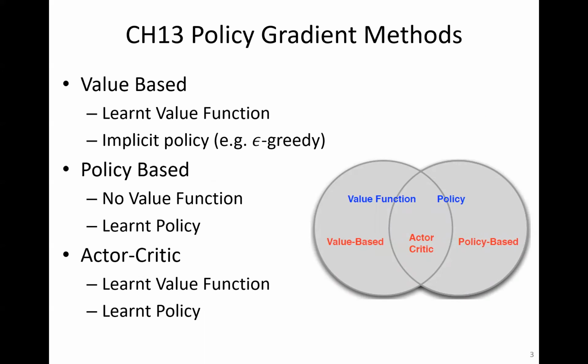So this is the overall picture. We covered value-based RL, and now we're covering policy-based RL with no value function. We're learning the policy directly. And there's a hybrid method called Actor-Critic, which means that the agent learns both the value function and the policy function simultaneously.